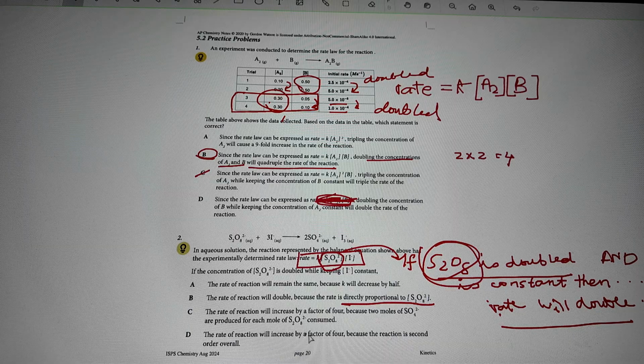The rate of reaction will increase by a factor of 4 because the reaction is second order overall. No. Answer is B. Things are tied to this. So the overall order tells you what's relevant. So here, it's a first order reaction, so the rate only doubles.